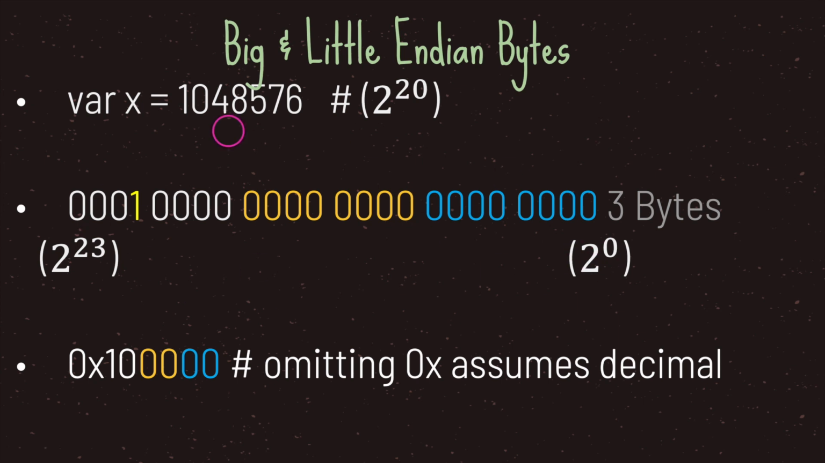Now, normally when dealing with integers, we're either assigning 4 bytes in memory or 2 bytes in memory, depending. But for this example, just to keep things simple, we're going to forego looking at 4 bytes, and instead we'll just be looking at 3 bytes and how it would be placed in memory.